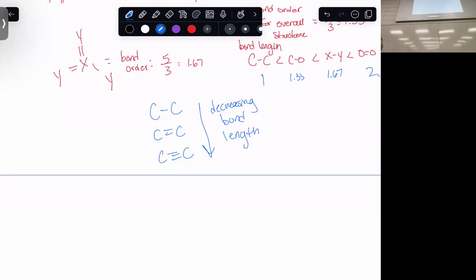Bonds get stronger as there are more of them. Think of it like a taekwondo board. You have to break through each of the bonds in order to break it. So with a triple bond, you have 3 boards you have to break through before it splits, whereas the single bond is just 1.